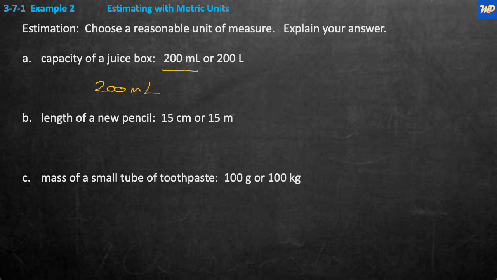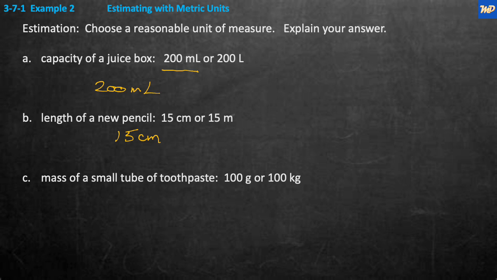How about the length of a new pencil? 15 centimeters or 15 meters? Well, a meter we know is about the height of a doorknob off the floor. So 15 of them would be taller than your house. So I'm thinking 15 centimeters, which a centimeter, they say it's about the width of your fingernail. Well, 15 fingernails could be the length of a new pencil. Might make sense.